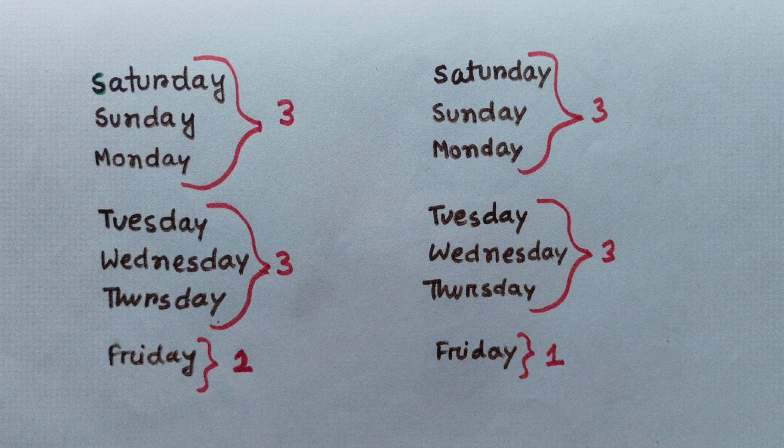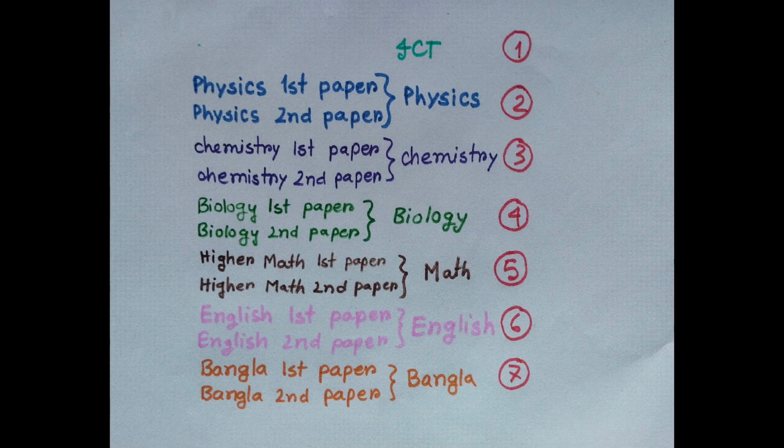So to make a routine, first of all analyze your subjects. If you have total 8 subjects, you can divide 3 plus 3 plus 2. Or if you have 7 subjects, then 3 plus 3 plus 1. For example, I have 7 subjects. So I will divide them 3 plus 3 plus 1.